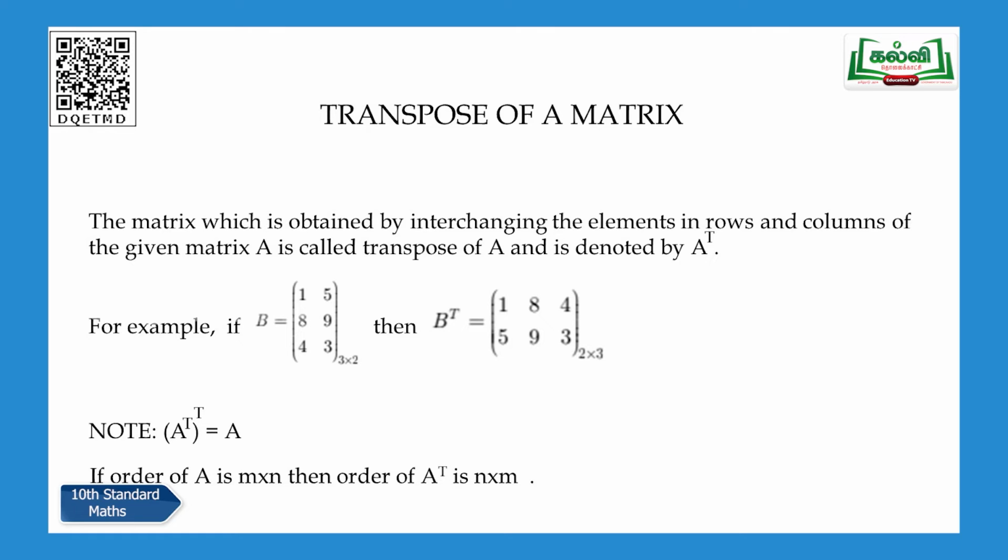So, 1, 5 and 8, 9, 8, 9 is the second row. It is horizontal, it is the second row, but you have to write it as a column. So 8, and below that you write 9. Then the third one is 4, 3. The third row also becomes the third column. So, 1, 8, 4, 5, 9, 3.